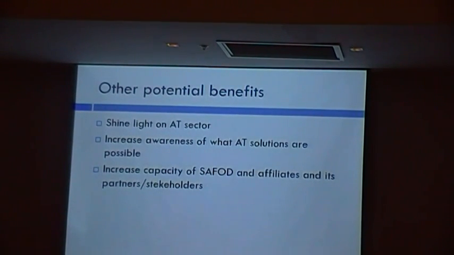What are other potential benefits? Number one, shine light on the AT sector. Number two, increase awareness of what AT solutions are possible. And number three, increase capacity of SAFOD and affiliates and its partners and stakeholders. So these are some of the additional benefits of the project.